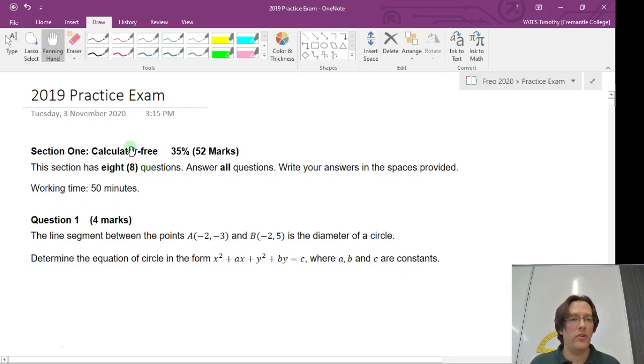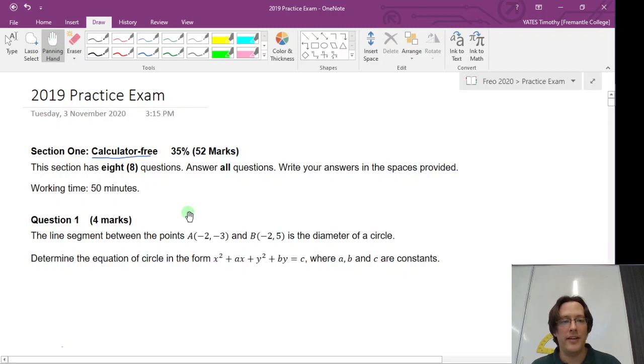So today we're going to be going through the Year 11 2019 practice exam for Year 11 methods. And this is going to be a video in three parts. The first part, we're going to be going through the calculator free part of the exam. And in the second and third parts, we're going to be going through the calculator allowed part of the exam.